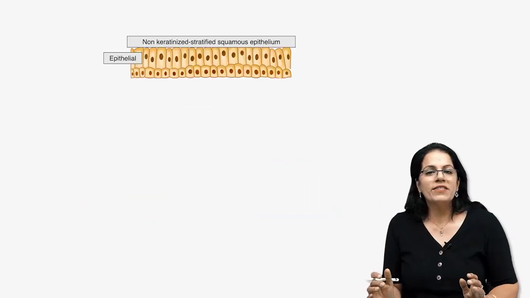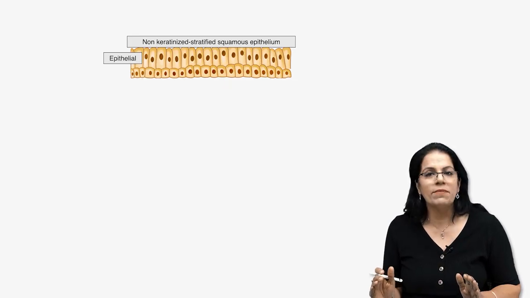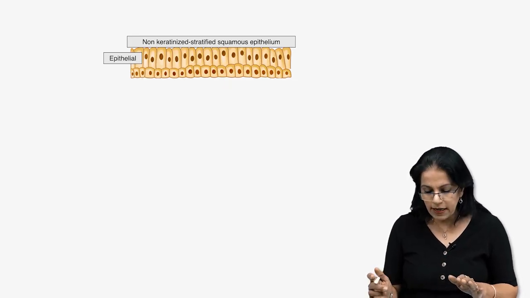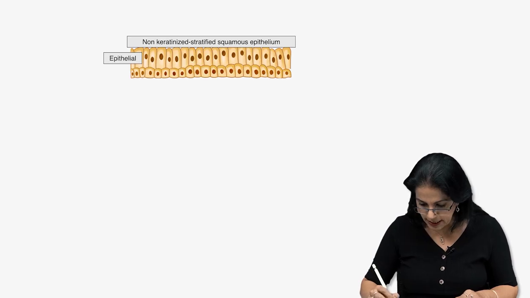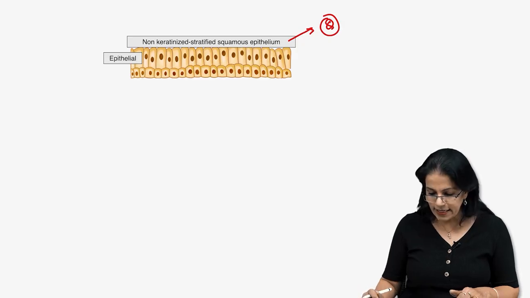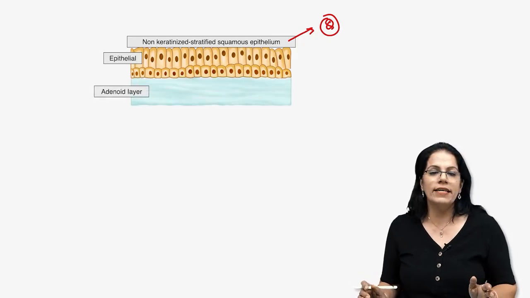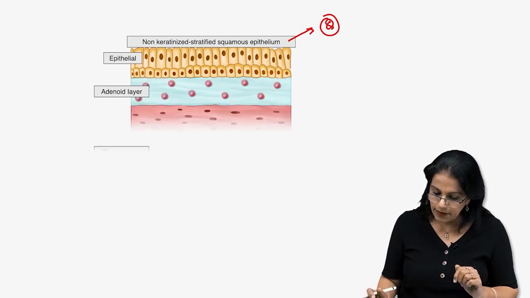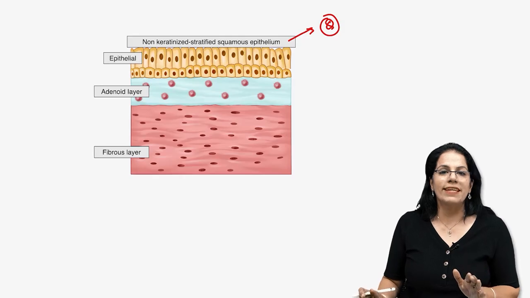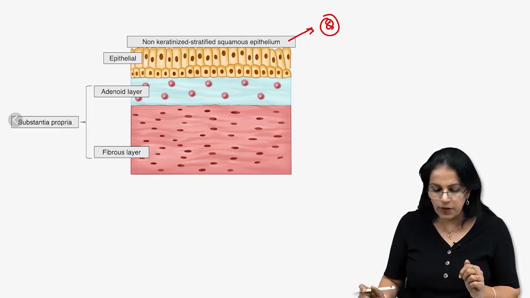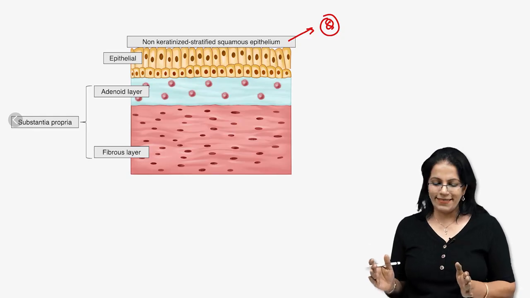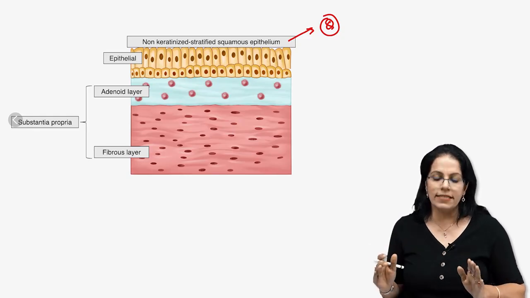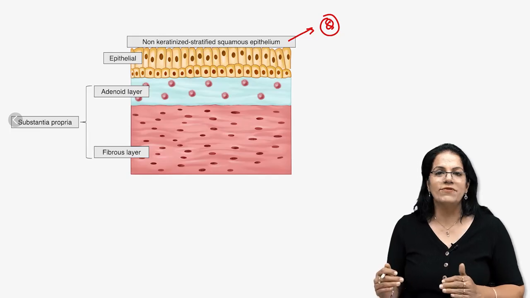Okay, talking about the layers of the conjunctiva, first is of course the epithelium, right? This is an exam question: that is non-keratinized stratified squamous epithelium. What is the next layer? The next layer would be the adenoid layer, which is a loose connective tissue, and next comes your dense fibrous layer, right? Together this is what is called the substantia propria. So, these are the layers of the conjunctiva. Now, we will talk about it one by one.